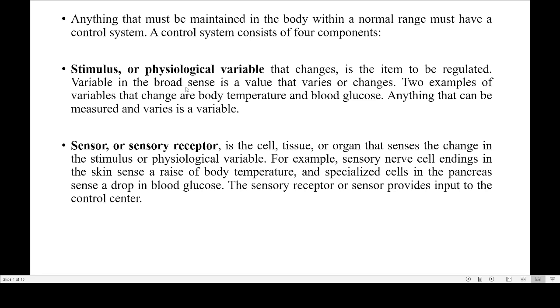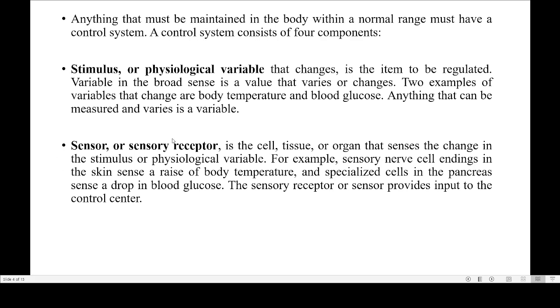A variable in the broad sense is a value that varies or changes. So here we can see the examples. First, a change in body temperature. Second, a change in blood glucose. Over here, body temperature and blood glucose act as a stimulus, also known as a physiological variable. Anything that can be measured and varies is known as a variable.